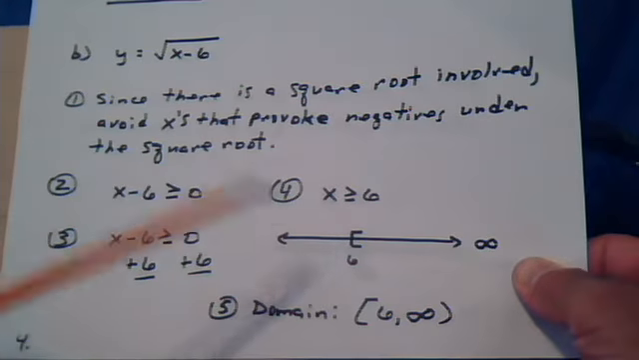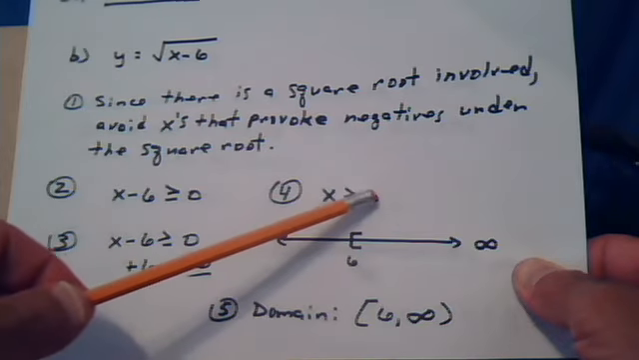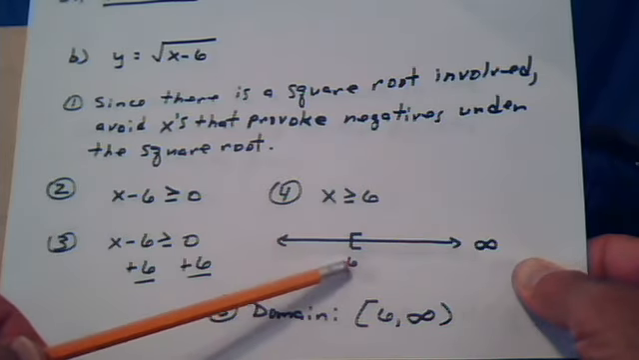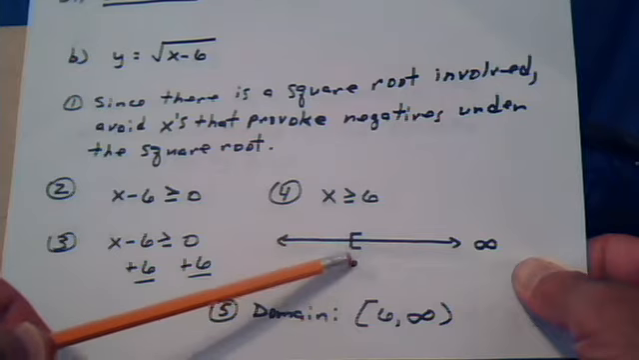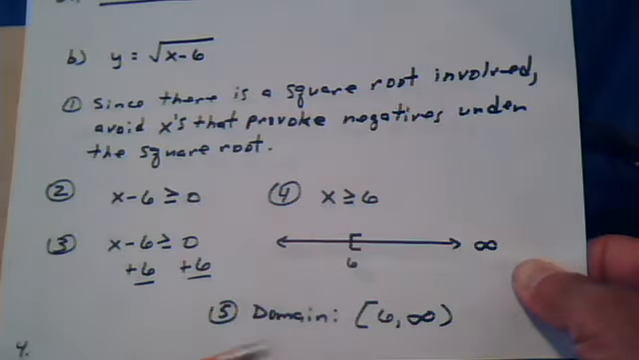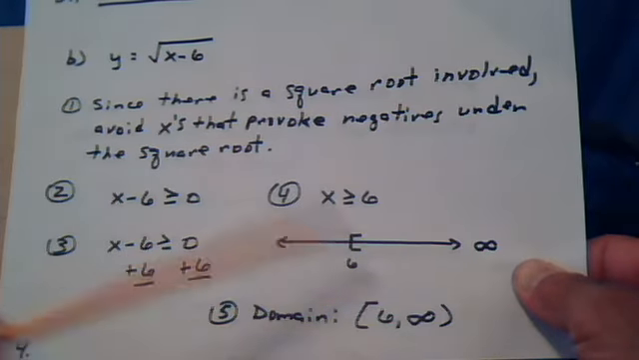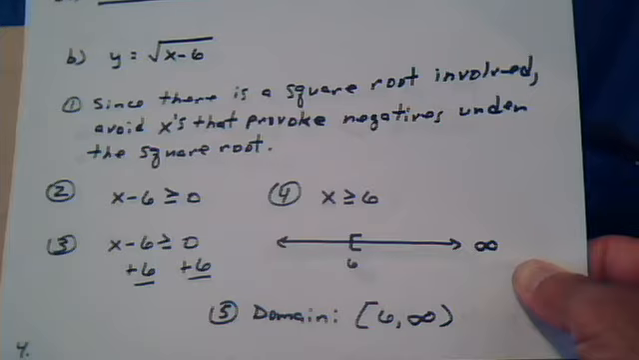In graphical form, it looks like this. The bracket is because the 6 is included, the equal sign. So the 6 is part of the domain. And it goes towards positive infinity. So starting from 6 towards positive infinity is the domain. And this is in interval notation.